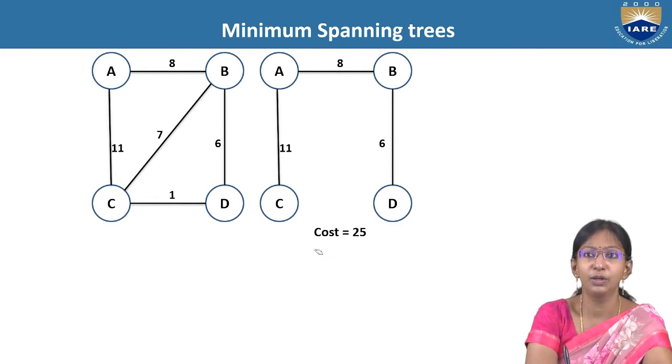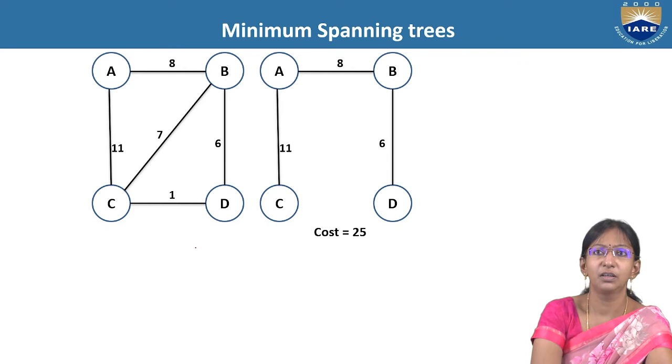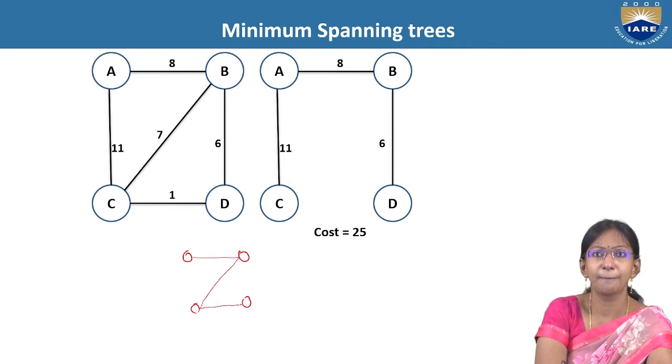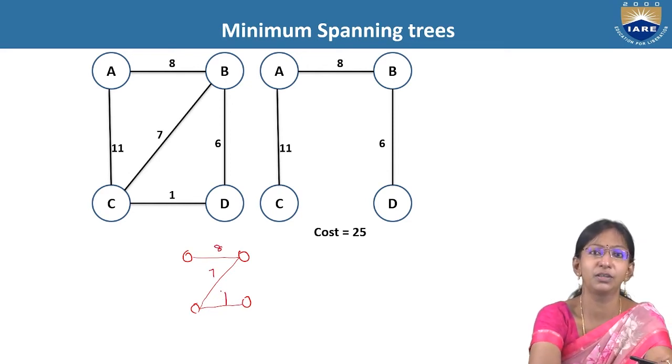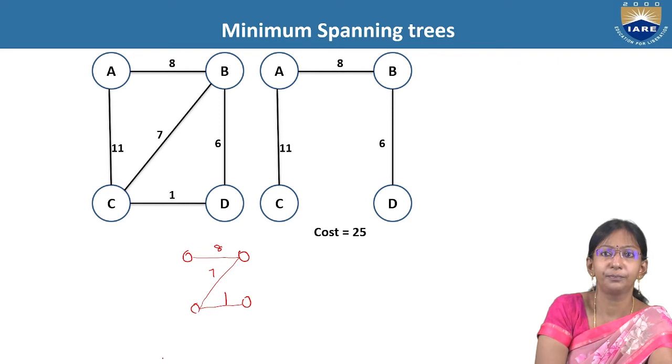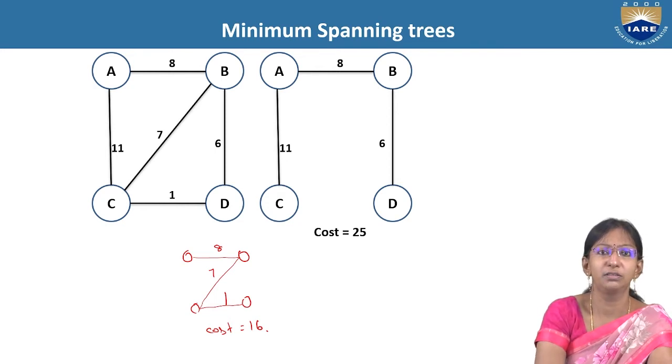So in this way, you can construct many spanning trees. Let me construct one more. A, B, C, and D. 8, 7, 1. Even this is a spanning tree, of cost 16, right? Cycles are not there. All the nodes are covered. 4 nodes, 3 edges. Yes, this is a fair one.